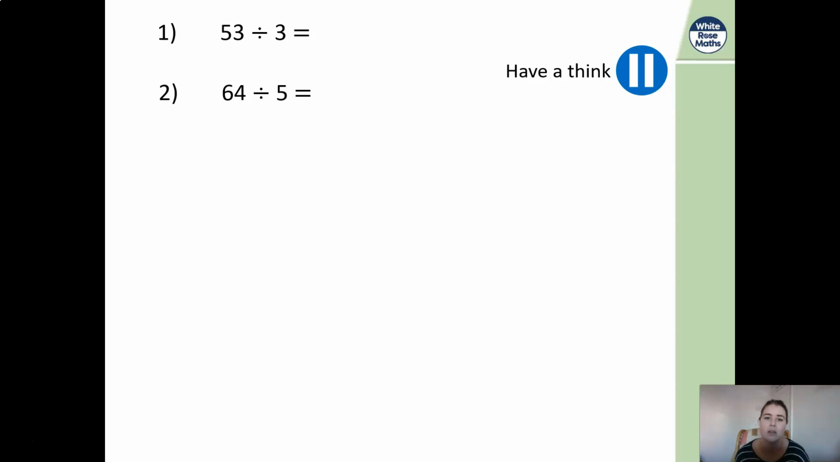If it helps, I'd like you to make sure that you try and partition your numbers. One of them is going to need to be a multiple of whatever we're looking at. So it's going to be either a multiple of 3 and a multiple of 5, and then you're going to have your additional numbers left over. If it helps to draw with your place value counters, then by all means have a go at doing that as well. So pause the video and have a go at those 2 questions.